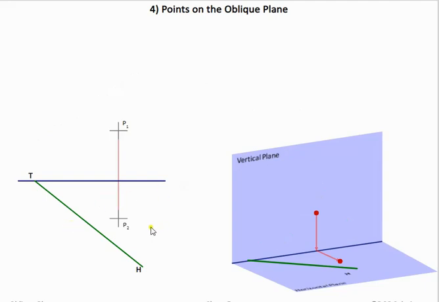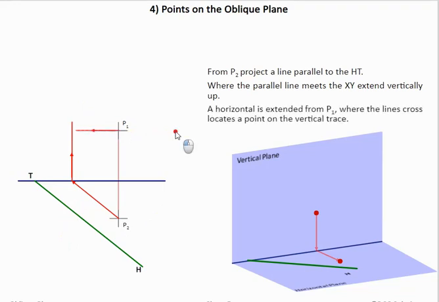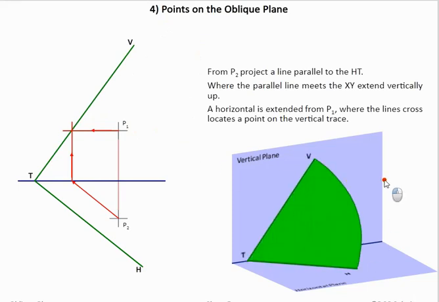Now again, in this method, given the horizontal trace this time, we need to find the vertical trace. So point 2 is brought up parallel to HT, then the line is brought vertically up, point 1 is brought across, and that's a point on our vertical trace. And then you'll see it drawn in the 3D graphic here again.